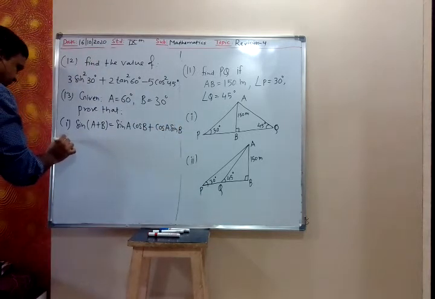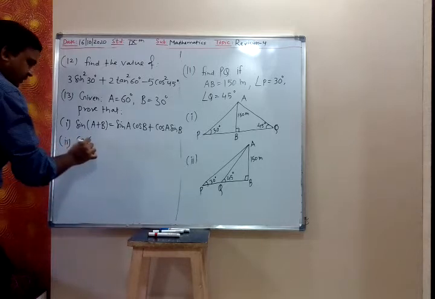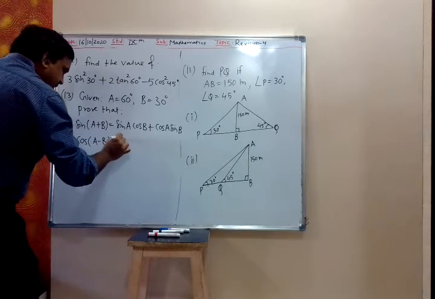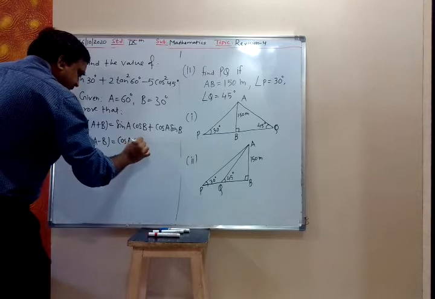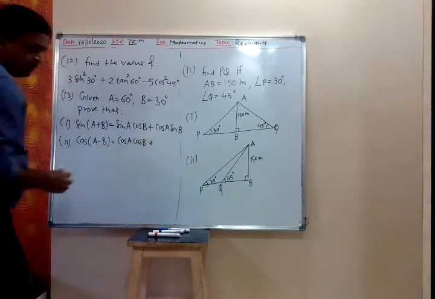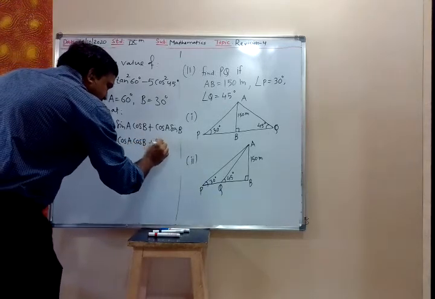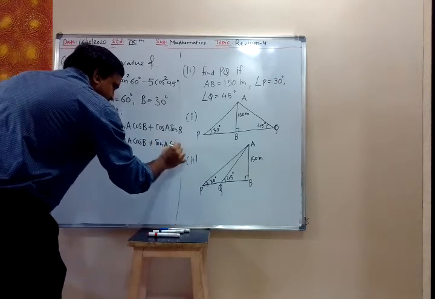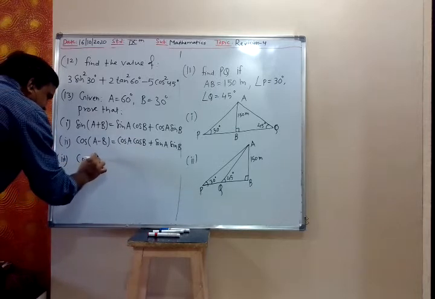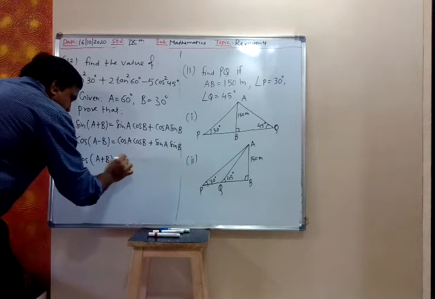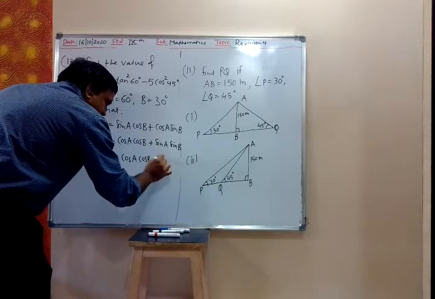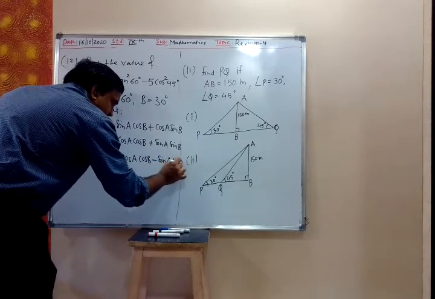Second, cos(A minus B) is equal to cos A cos B plus sin A sin B. Then third, cos(A plus B) is equal to cos A cos B minus sin A sin B. So this you have to prove.